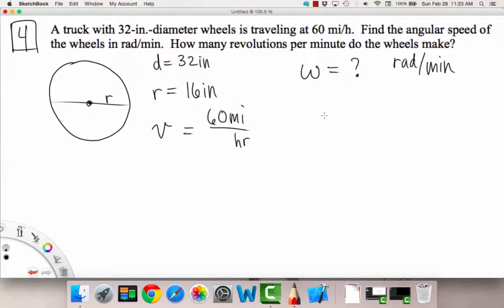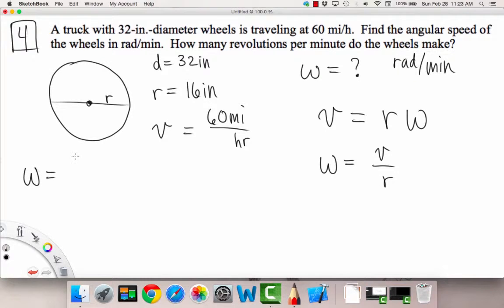So the thing is, to relate linear velocity and angular velocity, we have this useful formula. V is equal to R times omega. So if we want to find omega by itself, we just divide by R on both sides. So we get omega is equal to V over R. So all we have to do is just plug that in.